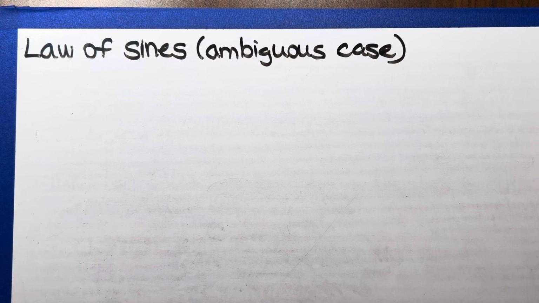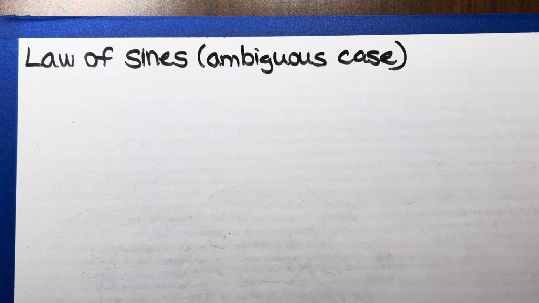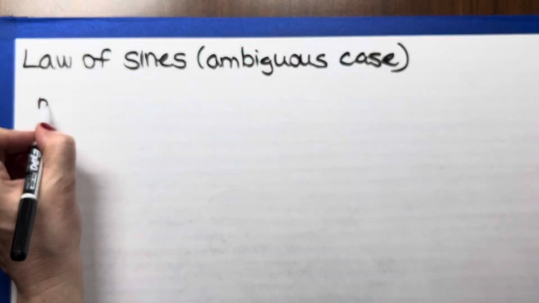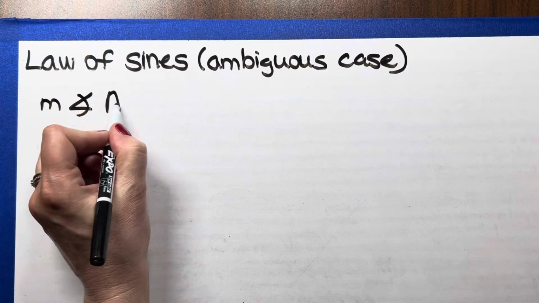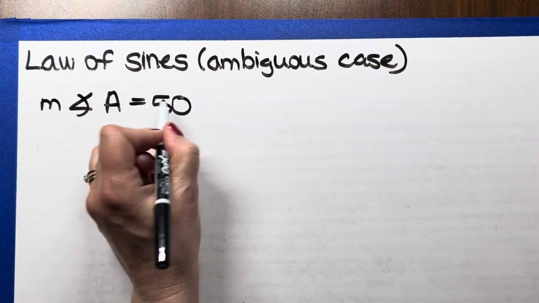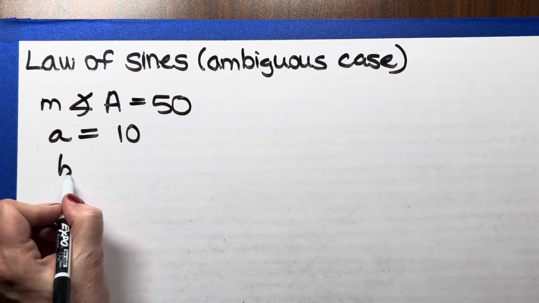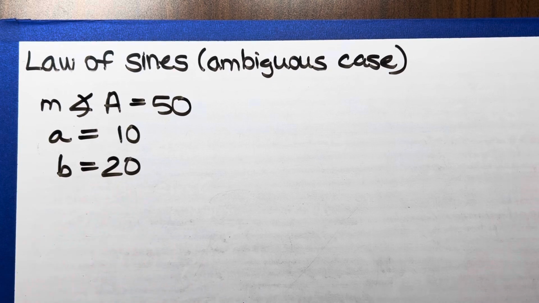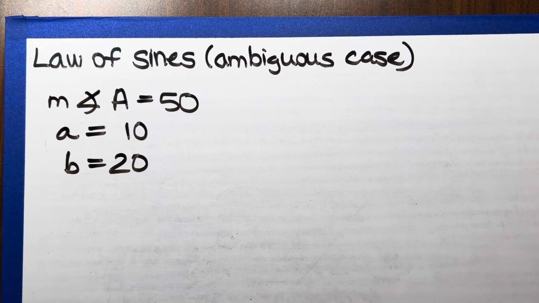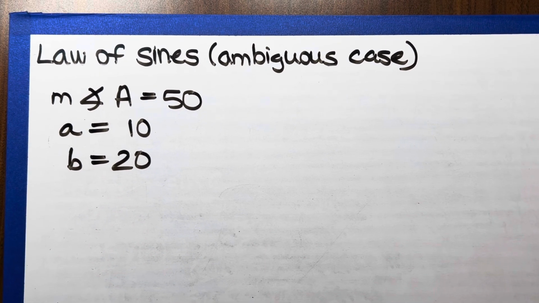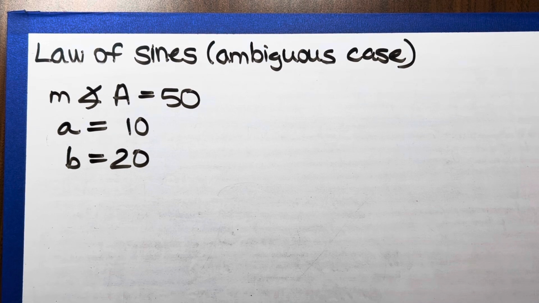Today's topic is the law of sines, and again we are talking about the ambiguous case. So here we go. The measure of angle A is 50 degrees, side A is 10, and side B is 20. If you have not watched the first law of sines ambiguous case video, I suggest you go back and do that first.